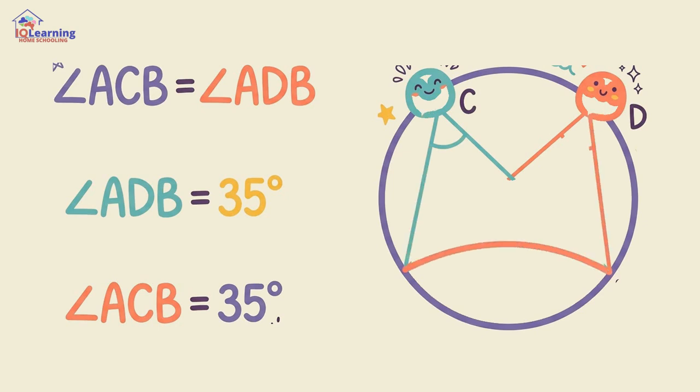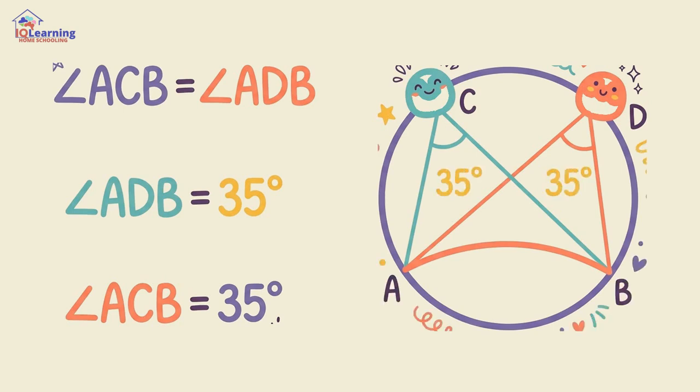In circle theorem questions, always check whether two angles are looking at the same chord. If they are in the same segment, they're equal. Here, both angles look at chord AB, so both angles are 35 degrees.